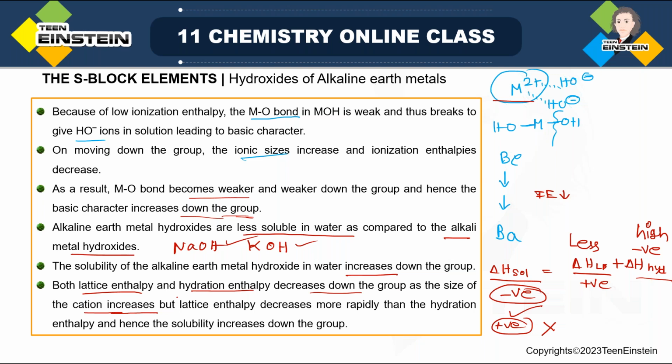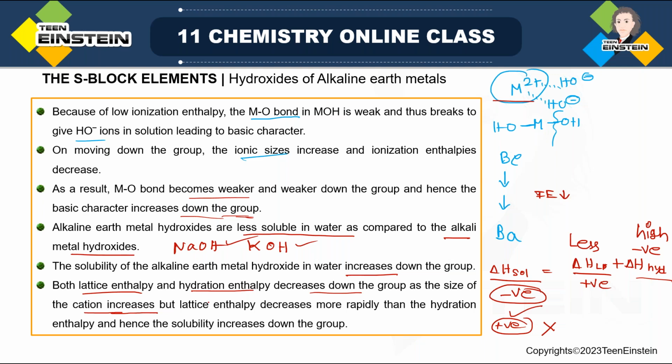And cation size increase means hydration enthalpy also decreases down the group, because when the size is small for the metal, like Be2+, charge density is very high. That is the same amount of charge now in a close volume, I mean to say in less volume. But down the group, the charge density is very less, so hydration enthalpy is less. So lattice enthalpy and hydration enthalpy are both decreasing down the group as the size of the cation increases.